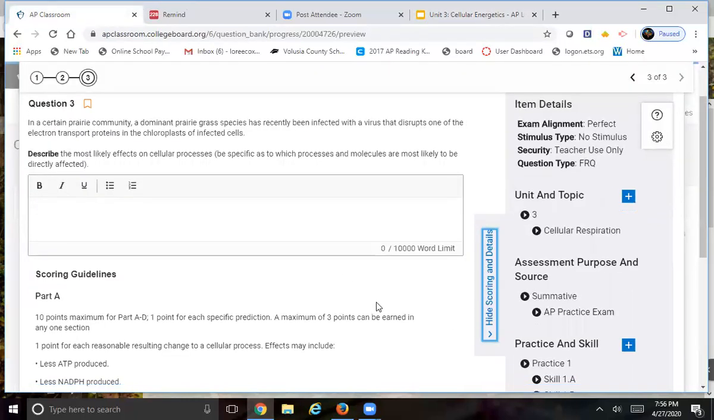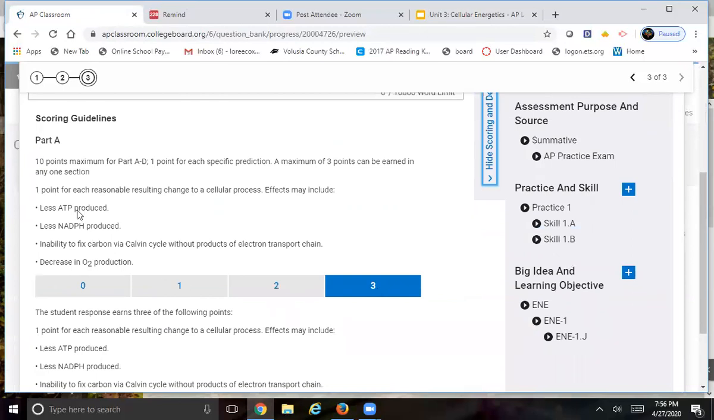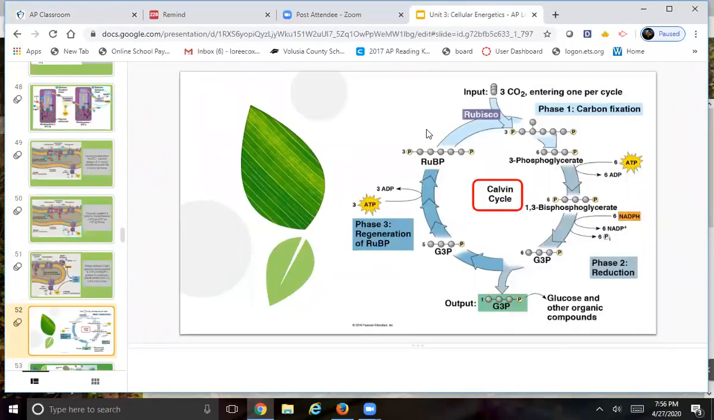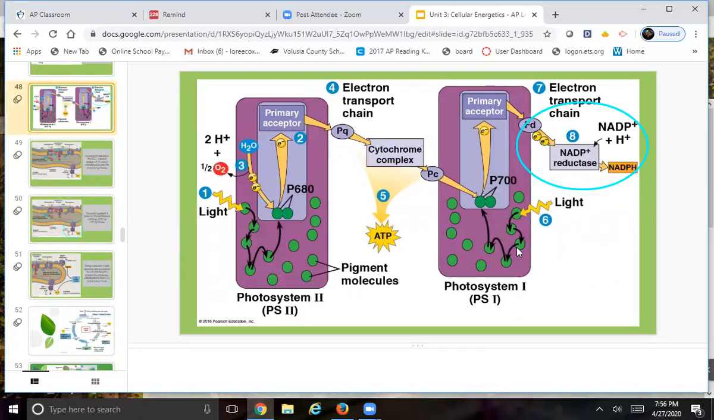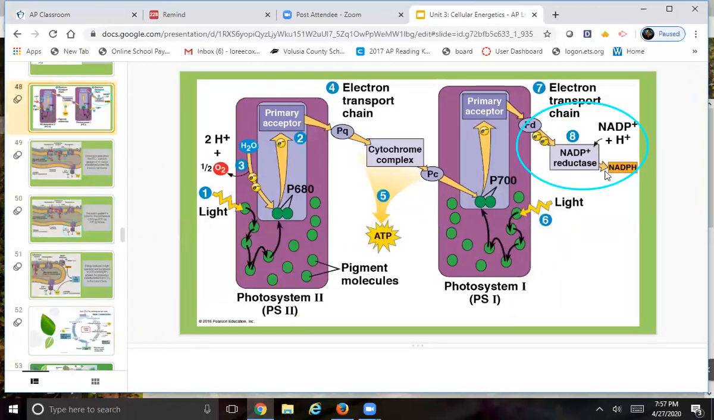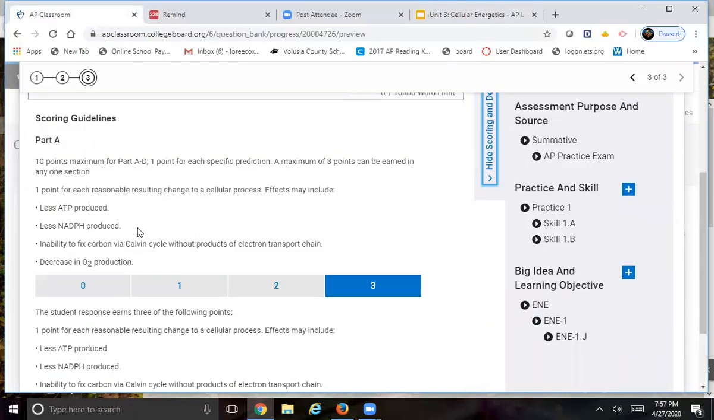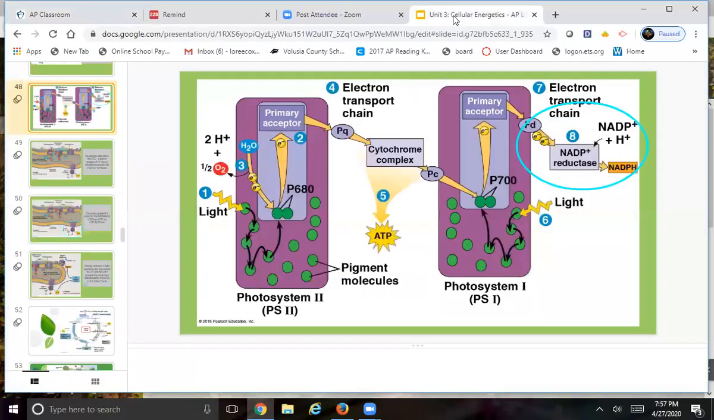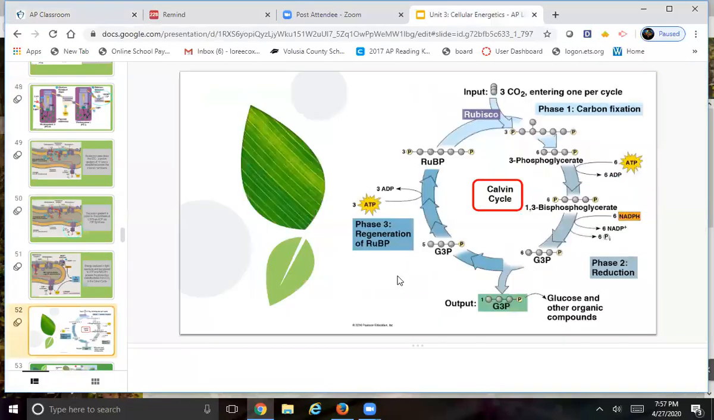Okay, so points that could have been earned for this one, less ATP produced. There we go, right? So going back to this one, less ATP produced if these guys aren't working. What's another one? Less NADPH. There it is right there. Less of this if these proteins are not working, right? Very good. Inability to fix carbon. So remember we talked about how this cycle is called carbon fixation. So without ATP and NADPH, carbon cannot be fixed into glucose, right?